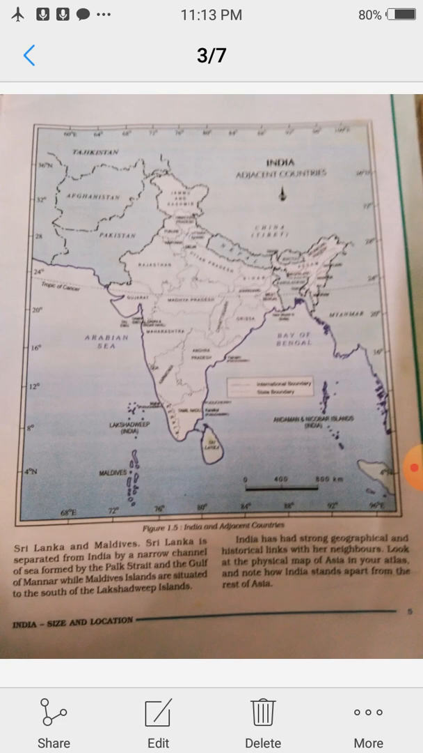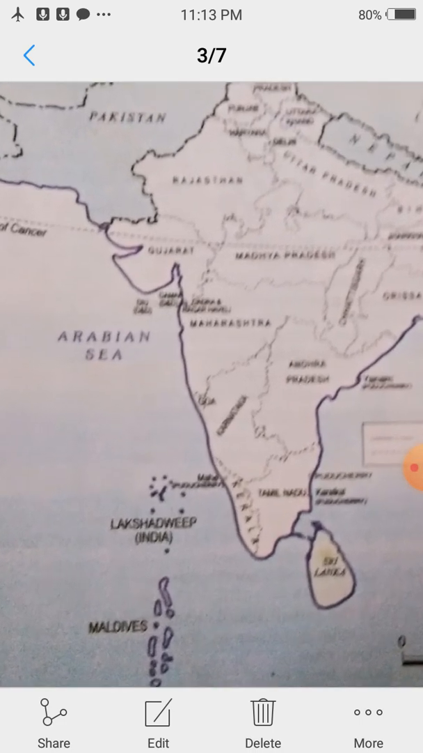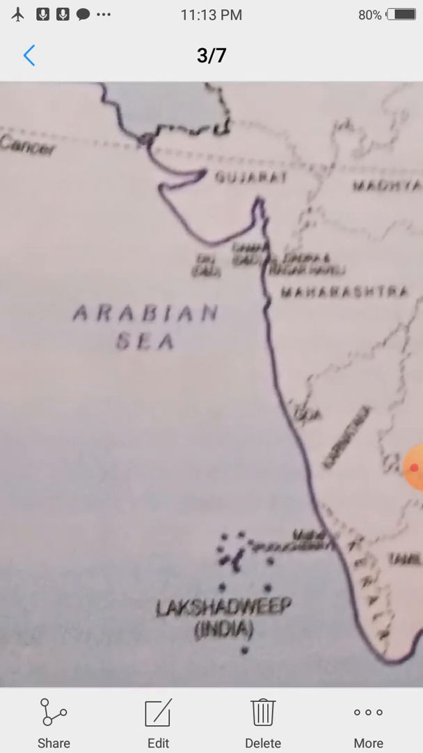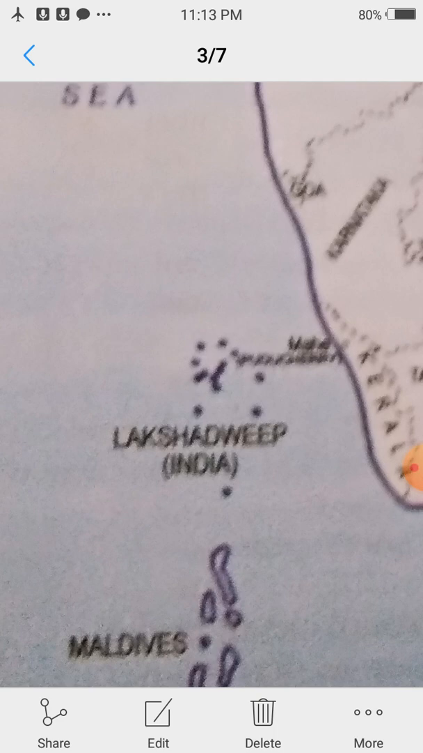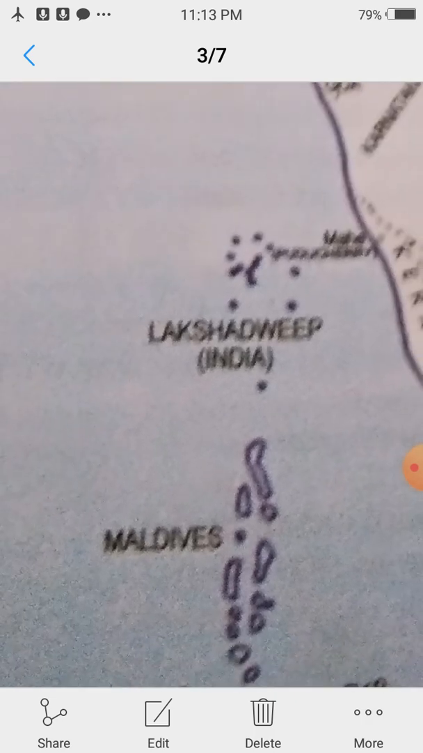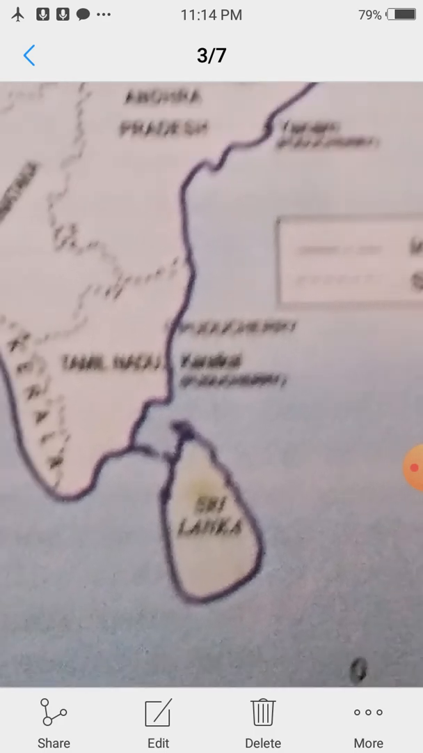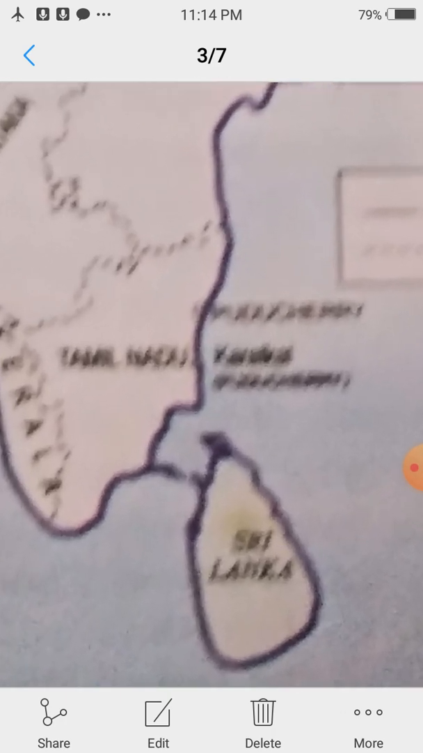Where is this Lakshadweep Island? It is here, on the western boundary of India, in the southwest. Below that is the Maldives Island, and Sri Lanka is here. The narrow canal that separates them is the Palk Strait, between India and Sri Lanka. See, it is separated.